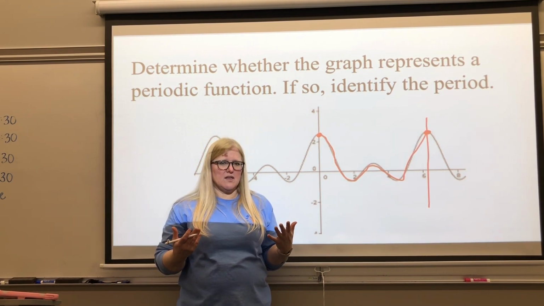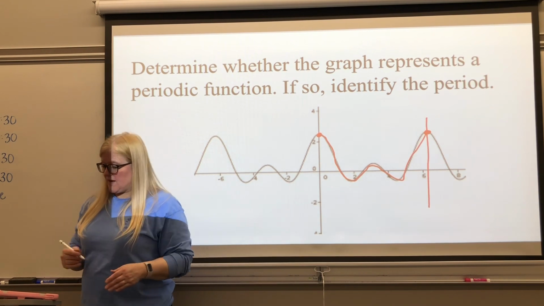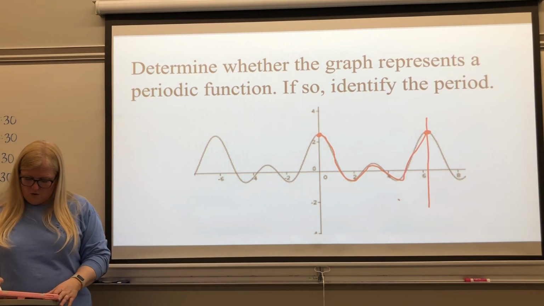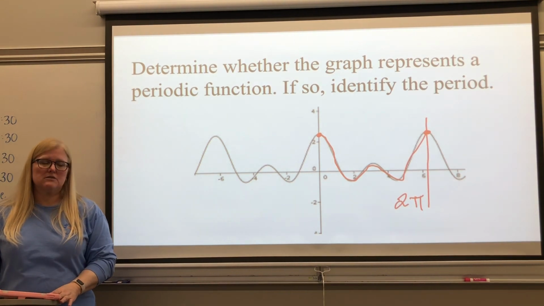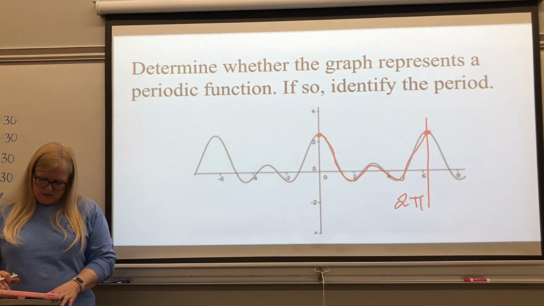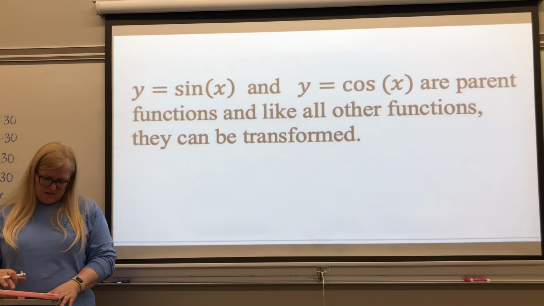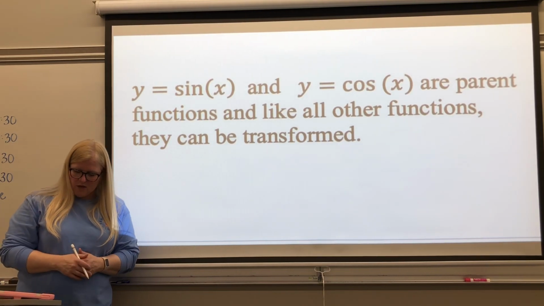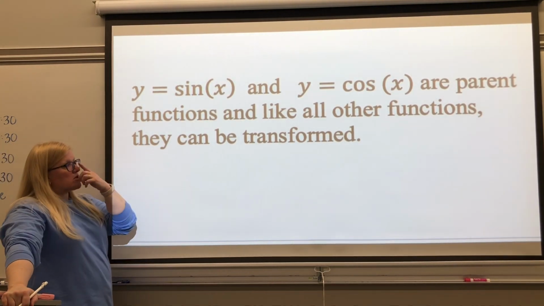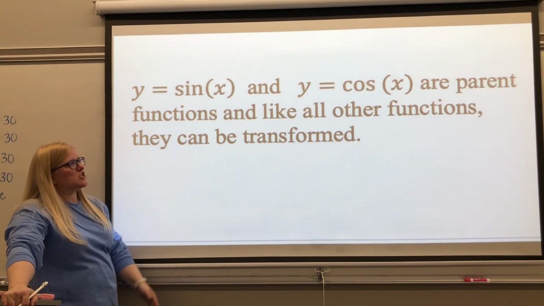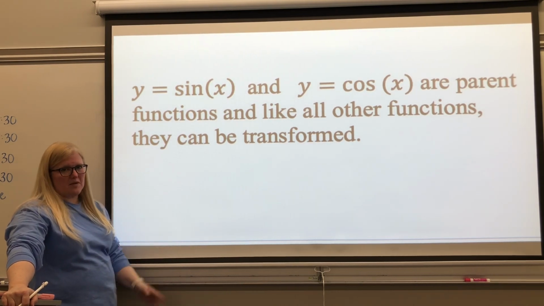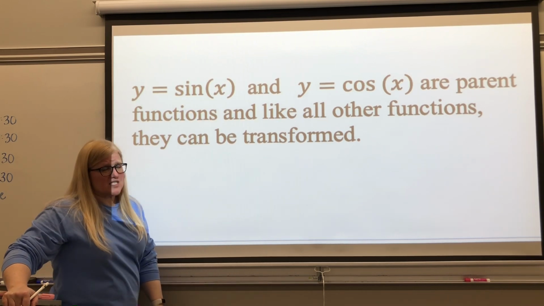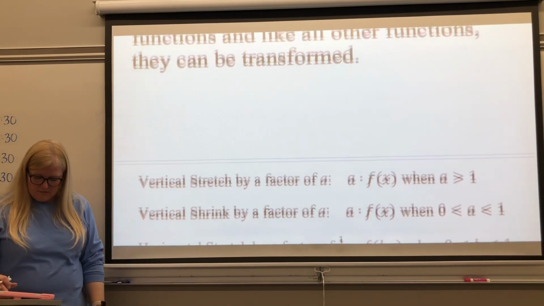6.2 something? Well, that's 2 pi. So this cycle is about 2 pi. I mean, this period is about 2 pi. Okay, so y equals sine of x and y equals cosine x are parent functions, and like all other functions, they can be transformed. We've talked about this a gazillion times.